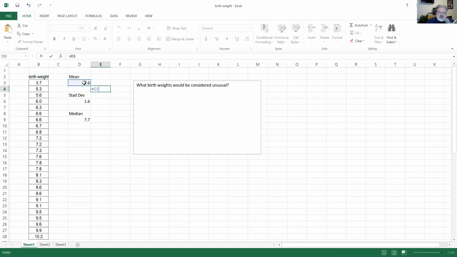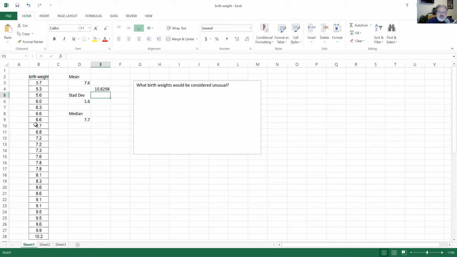Notice it says D3. It's calling the value in the cell D3. And add 2 times the value in this cell. So that's my upper bound.